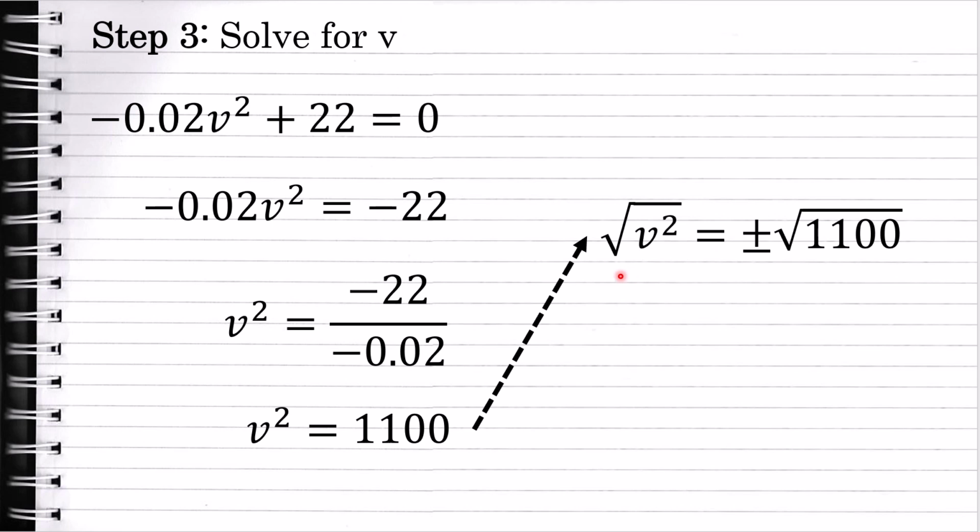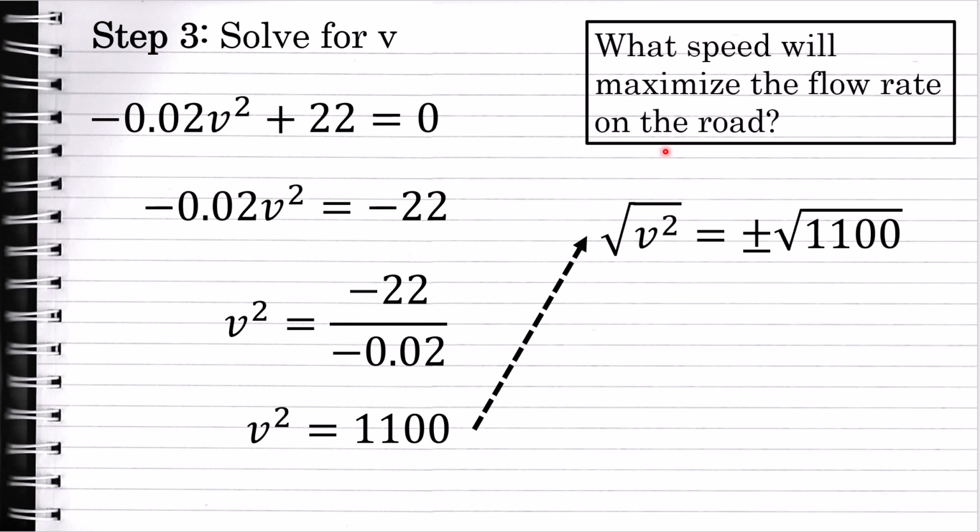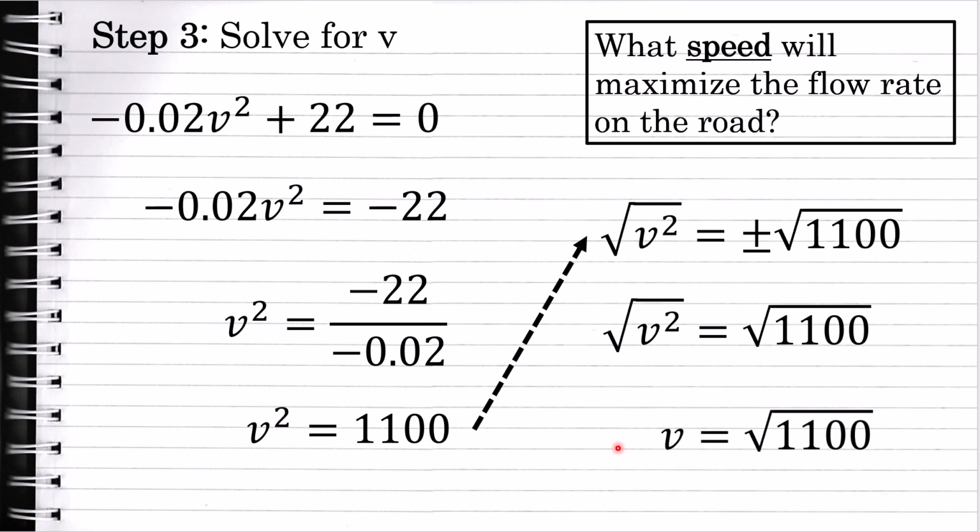In general, when you introduce a square root into an equation, we'll include a plus or minus in front of the number. But here we are finding the speed that will maximize the flow rate on the road. V represents a speed, and a negative speed does not make any sense. So we will ignore the negative, and the square root of v squared is the square root of 1100. So v is equal to the square root of 1100.